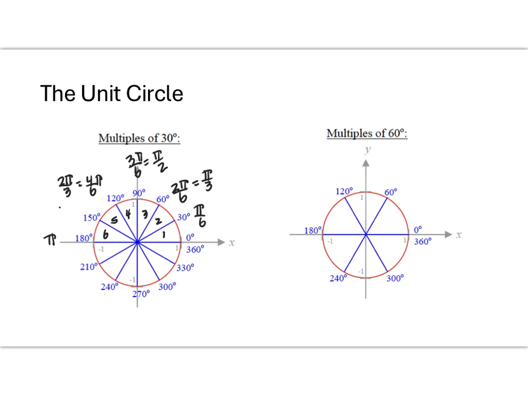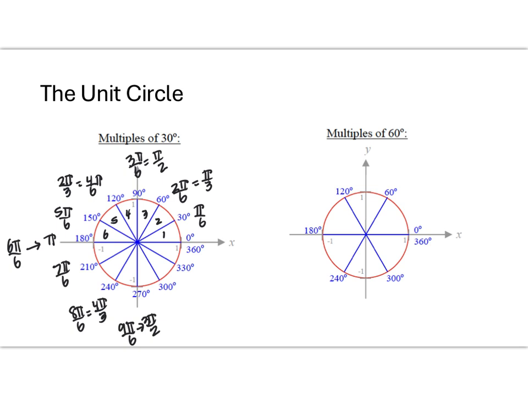This one would be 5 pi over 6. And of course, this one would have been 6 pi over 6, but that goes to pi. Then you've got 7 pi over 6, 8 pi over 6. That one simplifies to, let's see, 4 pi over 3. All right, and this would have been 9 pi over 6, but that simplifies to 3 pi over 2.